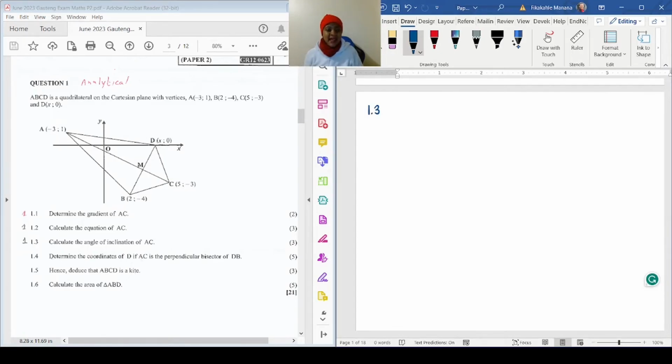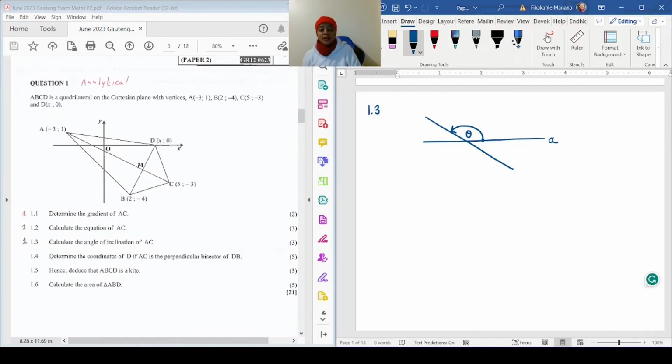1.3, calculate the angle of inclination of AC. So we can see we have our x-axis over here, and AC does that. Whenever you calculate your angle of inclination, please make sure you start from the x-axis and you work your way to the line, okay? So that is, I'm just going to call it theta. That is the angle you're going to work out.